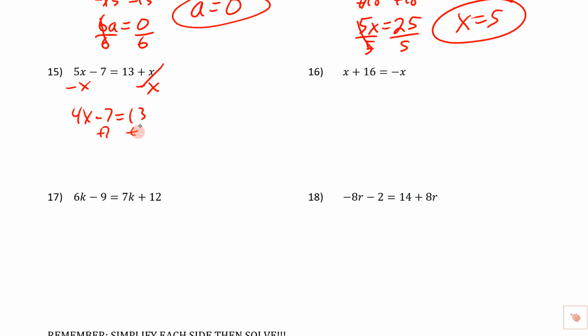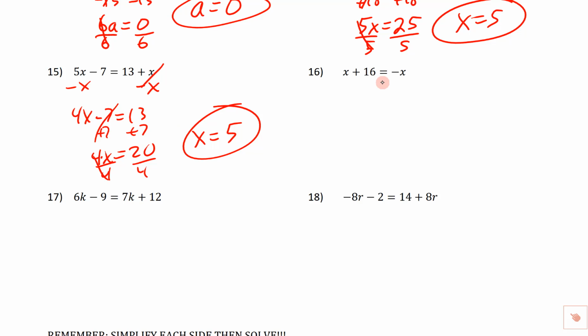We're going to add 7 to both sides. So those will cancel, so we get 4x equals 20, and then we're going to divide by 4 here. We want to get rid of that multiplying by 4. Divide by 4, so we get x equals 5. Circle that, and there's our answer.